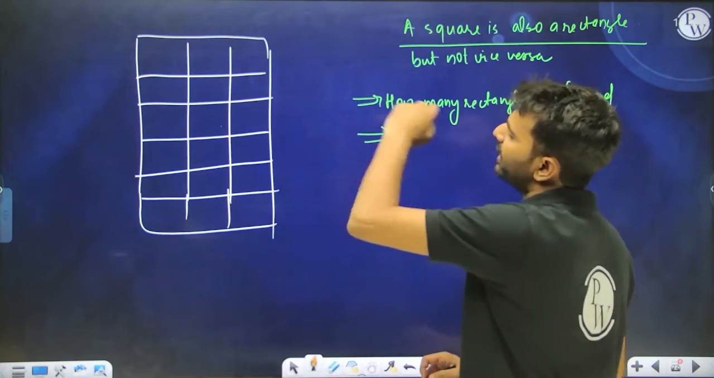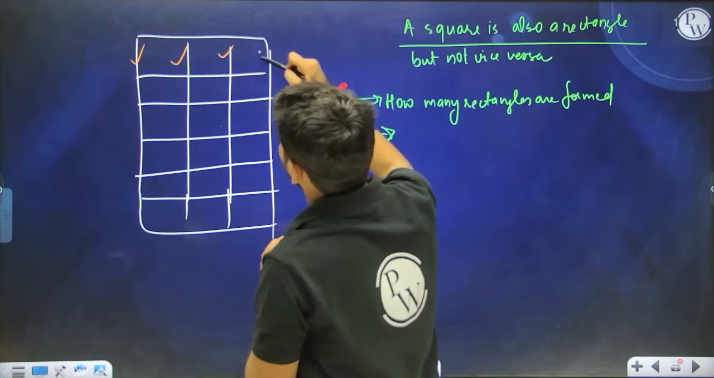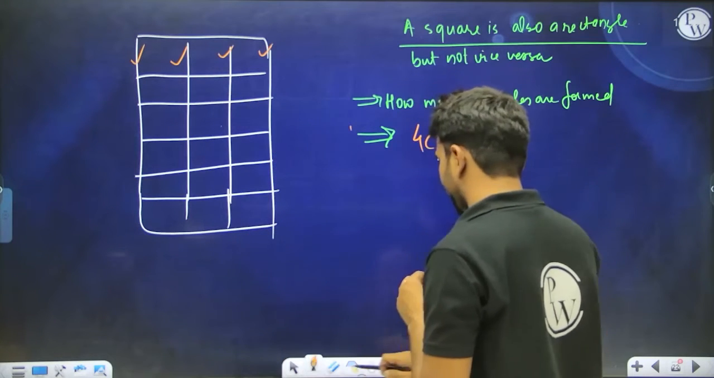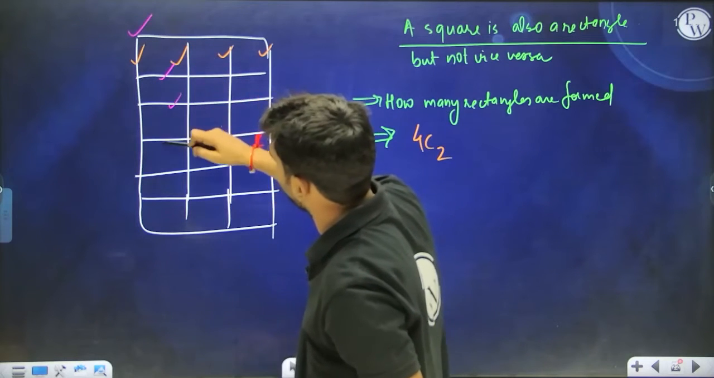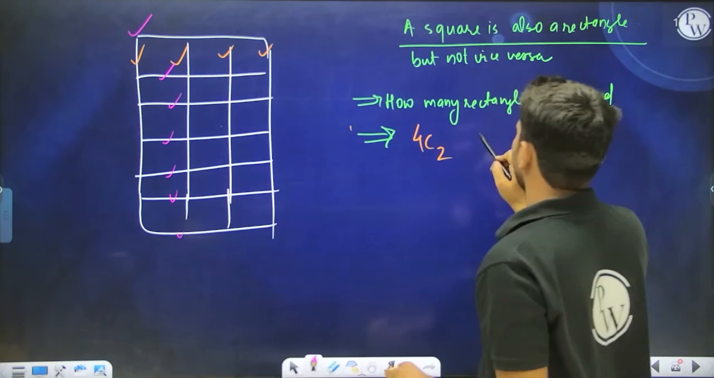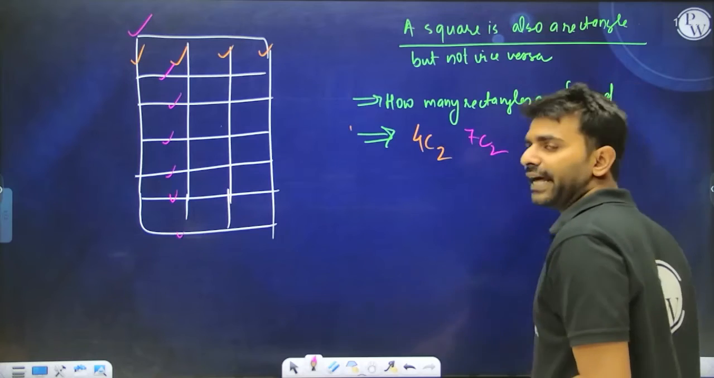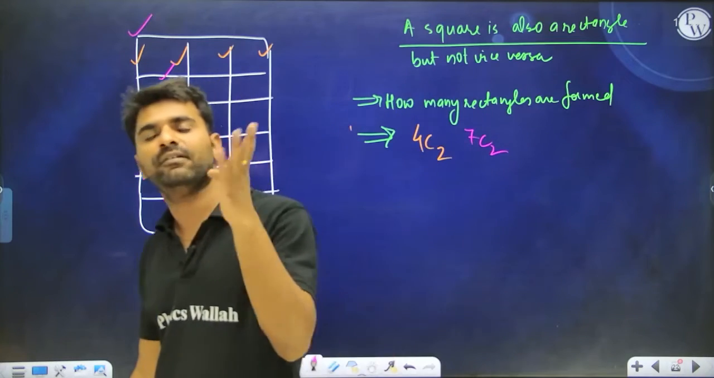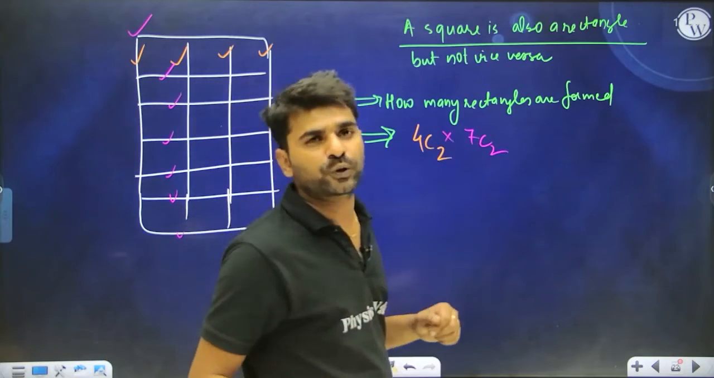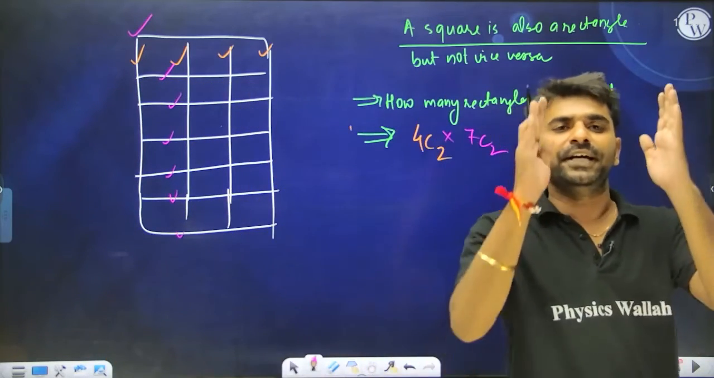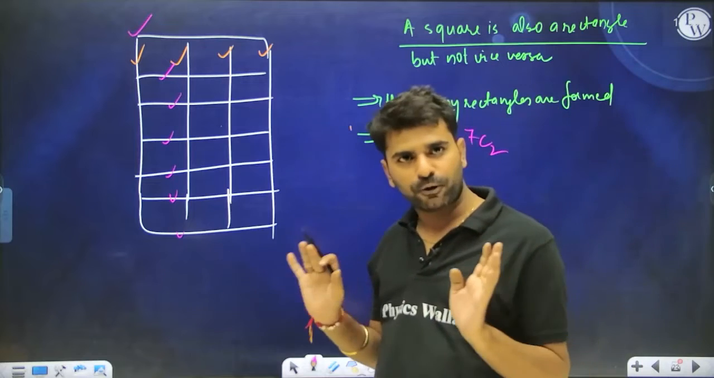So over here, how many vertical lines are there? 1, 2, 3, 4. So out of these 4 vertical lines, take any two. And out of these 1, 2, 3, 4, 5, 6, 7, take any two horizontal lines out of these 7. Yes or no? A rectangle will be formed. So this many total number of rectangles will be formed. We will multiply these two cases because in order to form a rectangle, we need two vertical lines and two horizontal lines. I hope you understood this.